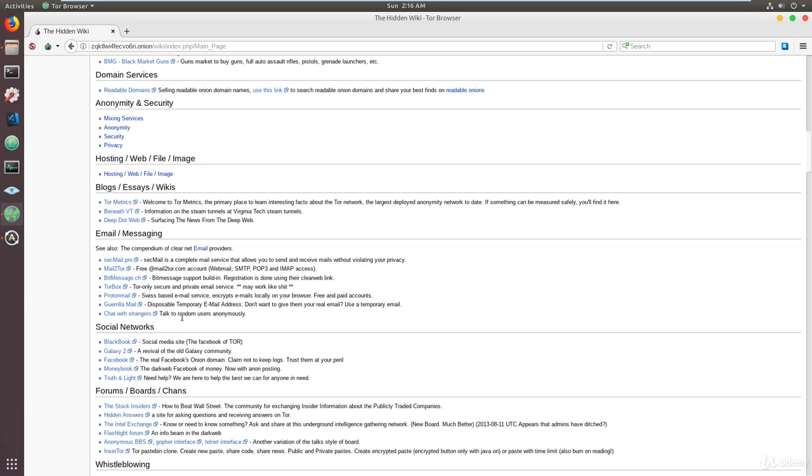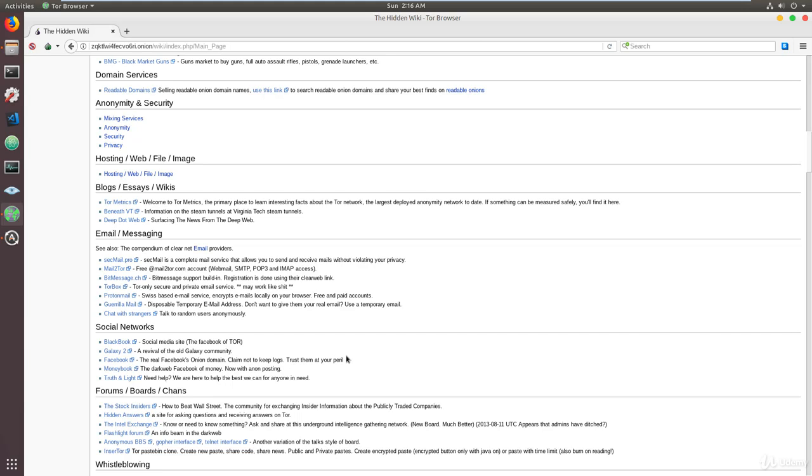You then have your social networks. So you have Galaxy 2, Facebook, which is essentially the real Facebook's onion domain. So essentially it's Facebook's way of saying, we are also here on the deep web. And again, as you can see, there's a small amount of information here, saying claims not to keep logs. Trust them at your own peril.